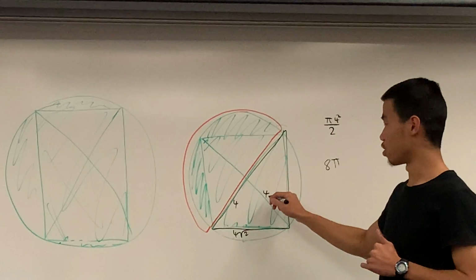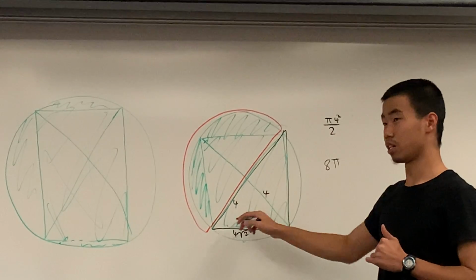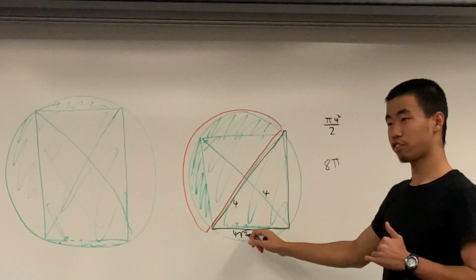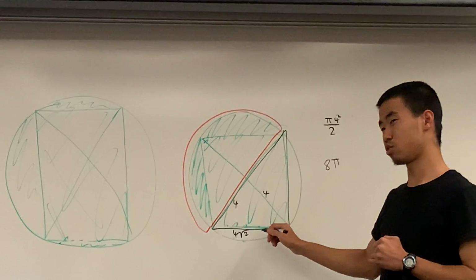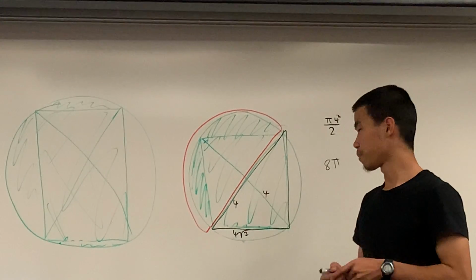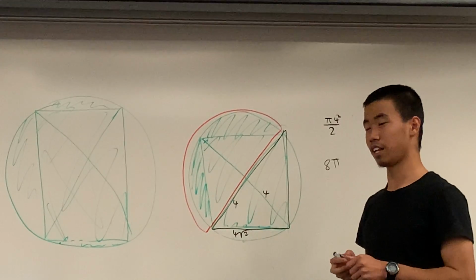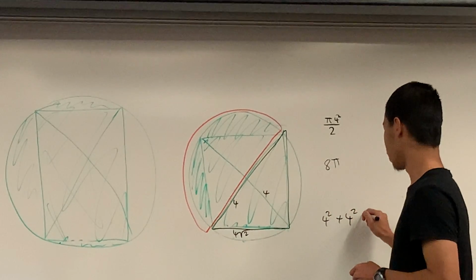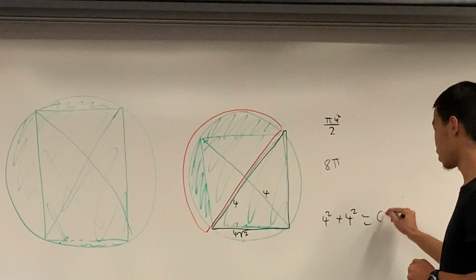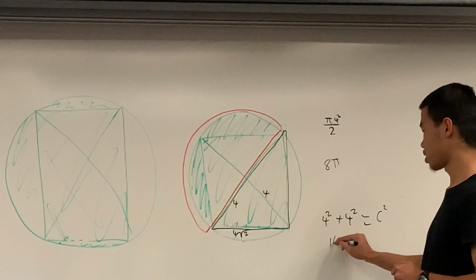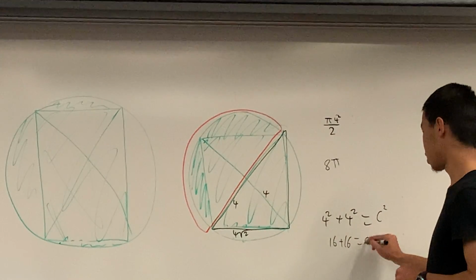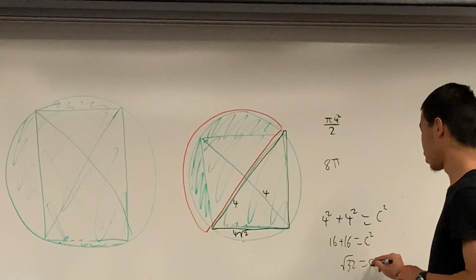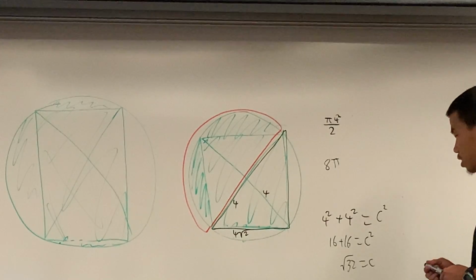4 squared plus 4 squared is equal to the side length of the square squared. So you guys find the side length of the square. It's 4 root 2 if you guys haven't found it yet. The side length of the square. And you guys do 4 squared plus 4 squared is equal to c squared. So 16 plus 16 is equal to c squared. Root 32 is equal to c.